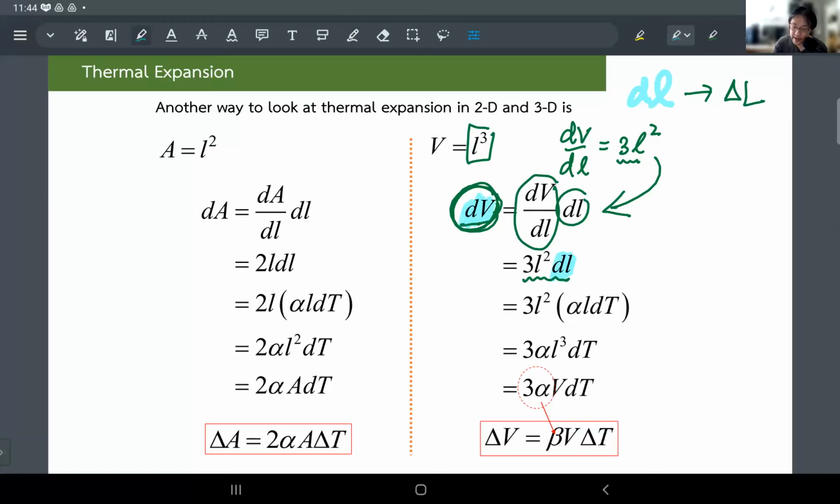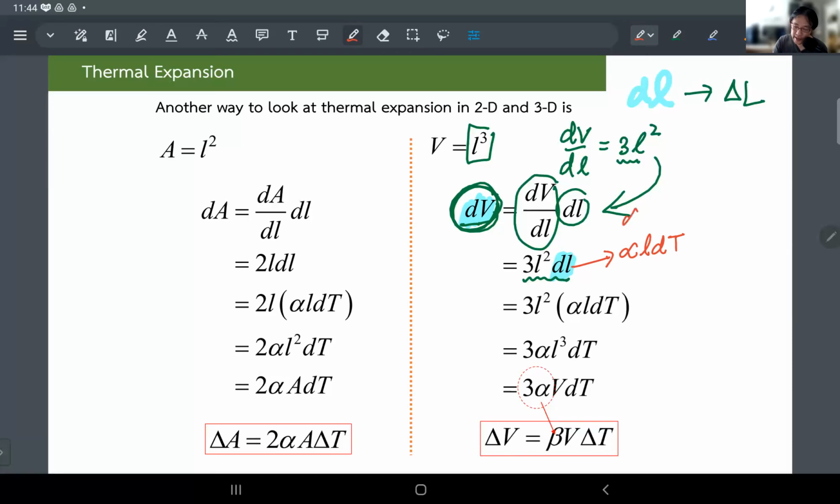But then we just said the change of the length. Oh, let me use this bright color here. Taking from the expression for linear expansion, it is going to be alpha L dt. You guys with me? I'm writing it like this because it is even better than the delta.